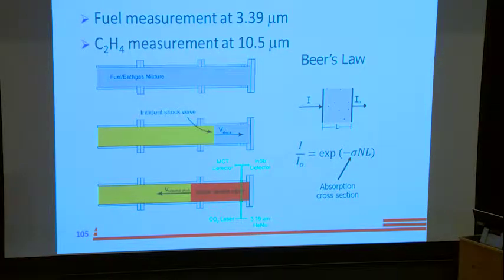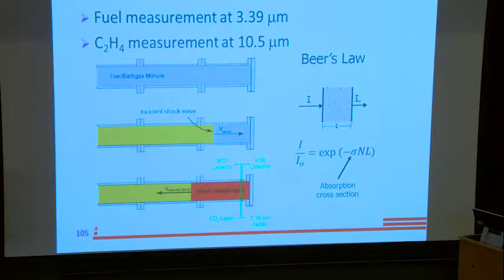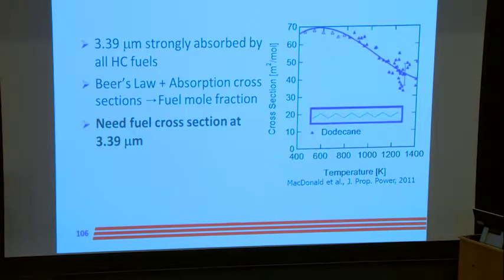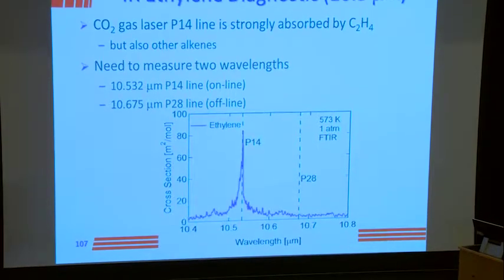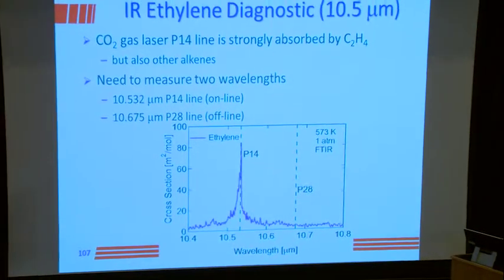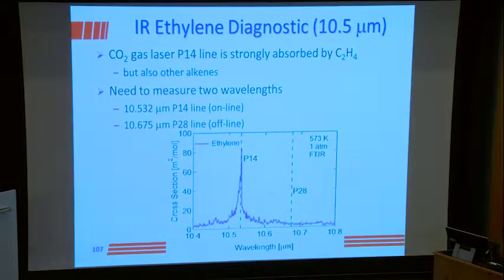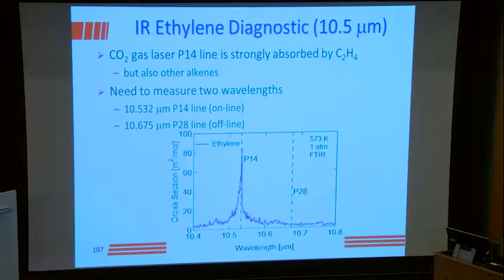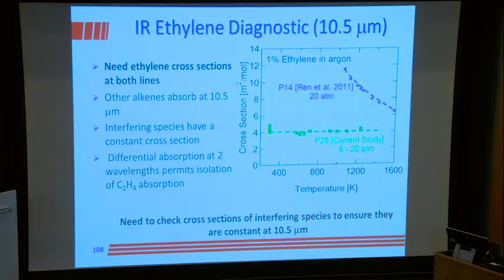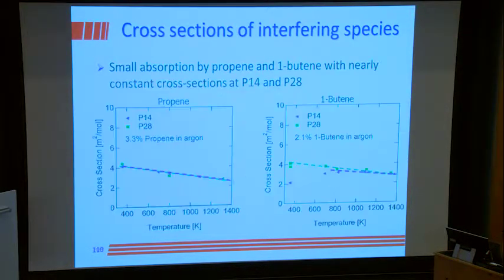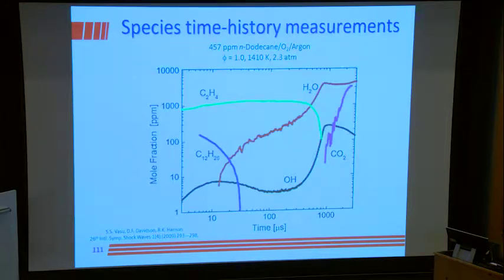Okay. Also, they can measure fuel concentrations, ethylene concentrations. I won't go into these details, but for ethylene, there is some interference from propene and butene and other alkenes, but they're actually able to account for that interference and get precise ethylene absorption concentrations. It's in there, you can go into it.